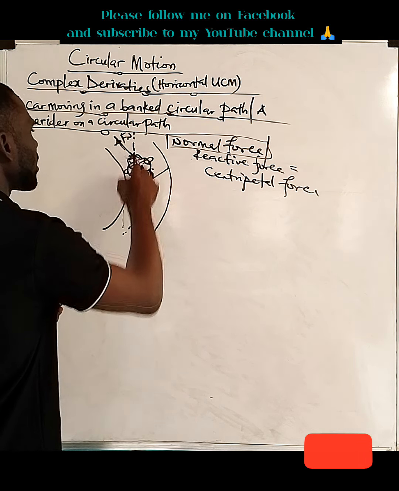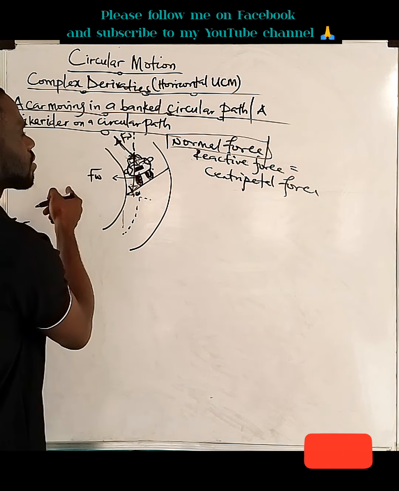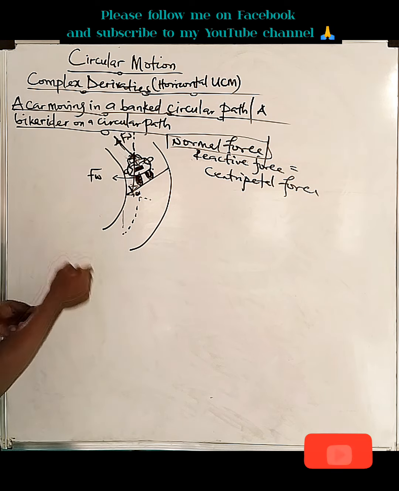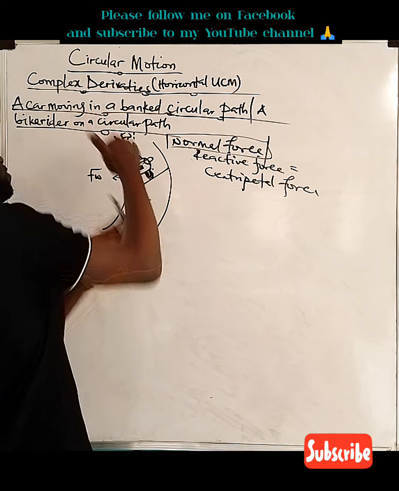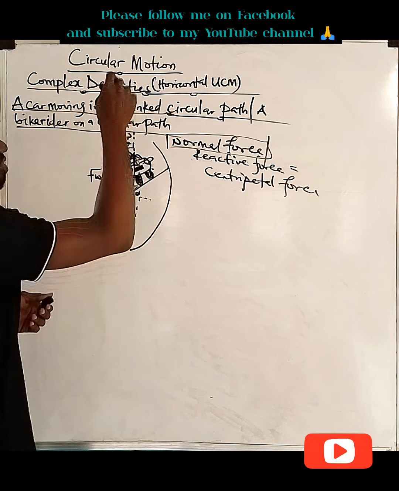Although we have a weight acting down like this. I'm sorry for my diagram, but there's a weight acting down like this. And we have a normal force that keeps this body moving in the circular path. So this normal force is at angle theta against the horizontal.